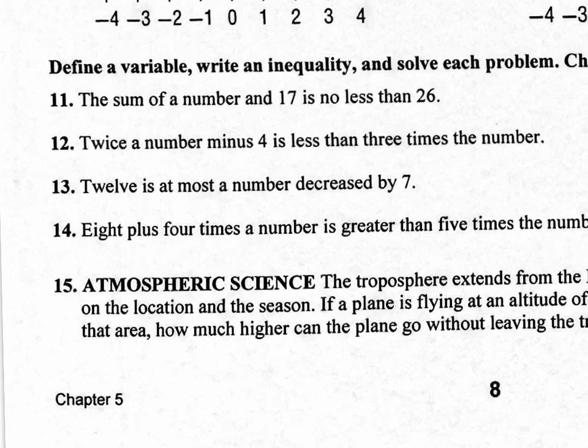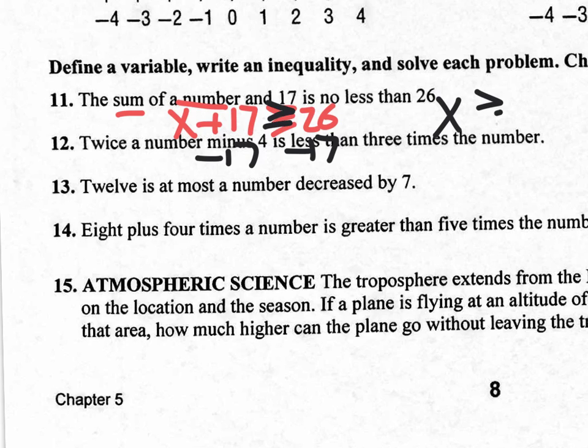Looking at number 11, the sum, that means add. And what are you going to be adding? You're going to say a number and 17. Okay, so put x plus 17 is no less than 26. It can't be less than 26. It could be greater than 26. So we need to say that it's greater than or equal to 26. Okay, so keep that in mind. No less than means it cannot be less, which means that it could be 26 or it could be greater. That's why we have a greater than or equal to sign right here. And if you solve it, minus 17, you'll get x is greater than or equal to 9.